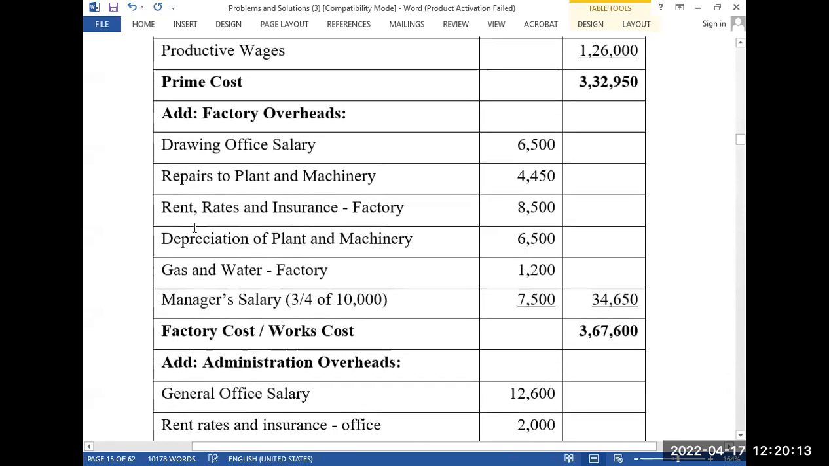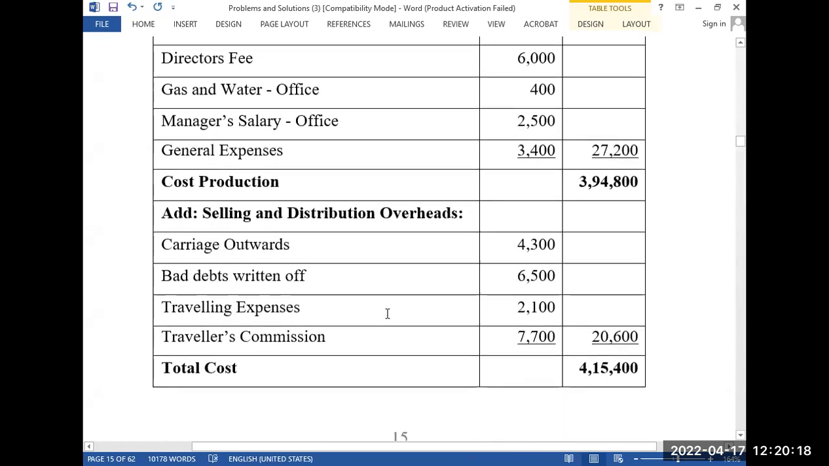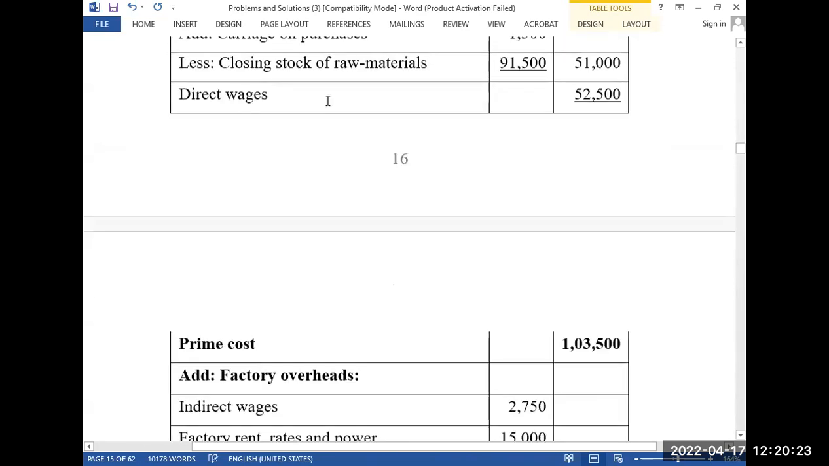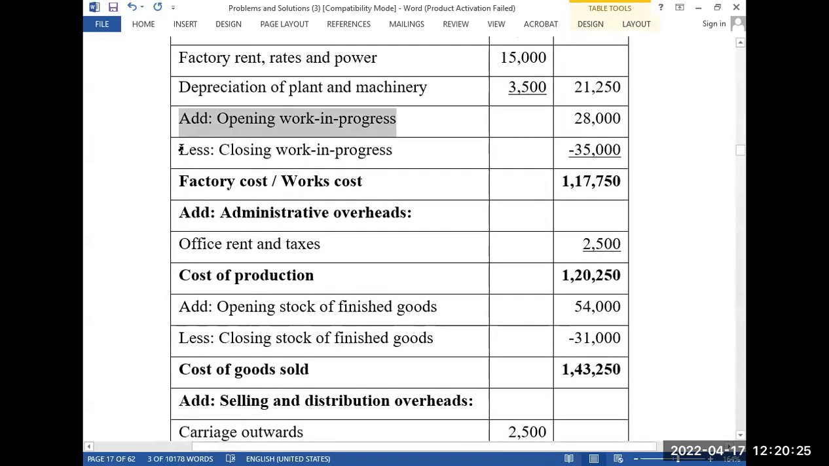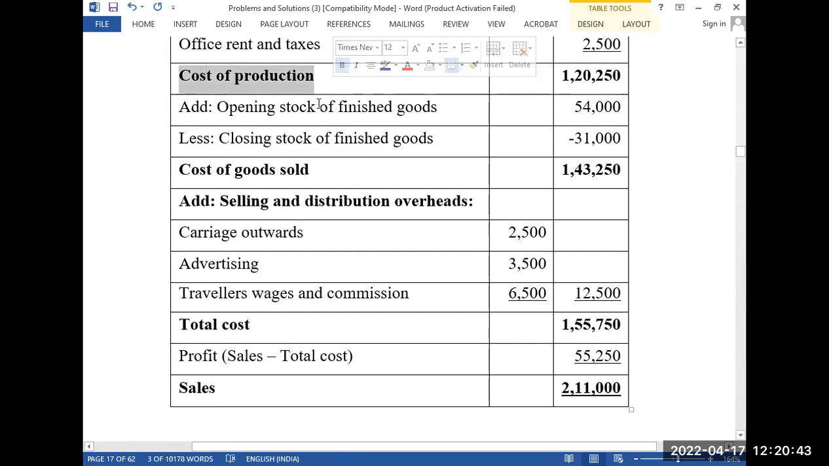Similarly, they have given the opening stock of finished goods. No, it's not given. Another question you take, say for example, this question where work in progress is given. The opening stock of work in progress and closing stock of work in progress need to be adjusted before calculating the works cost or factory cost. Along with the factory overheads, add opening stock of work in progress minus closing stock of work in progress. Similarly, after calculating cost of production, we have to adjust the stock of finished goods. Add opening stock of finished goods minus closing stock of finished goods.